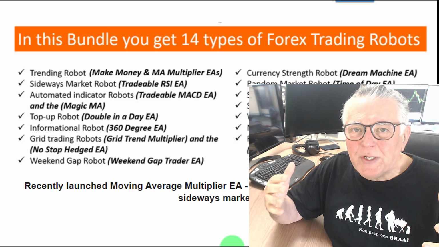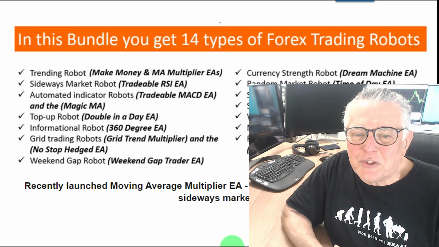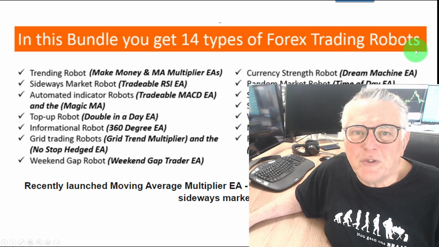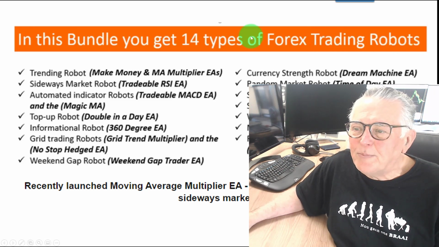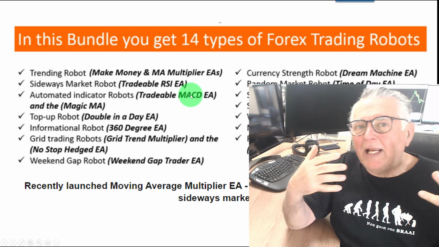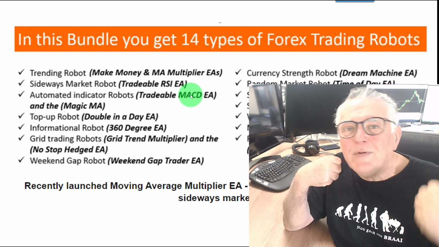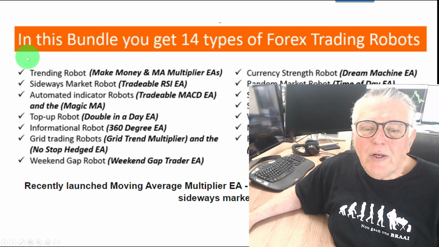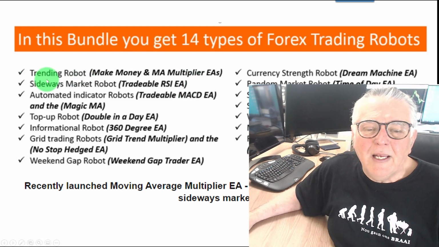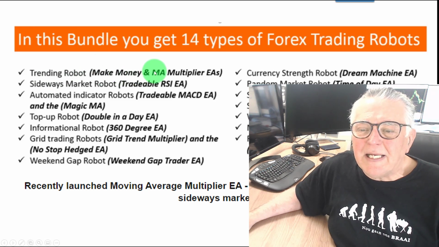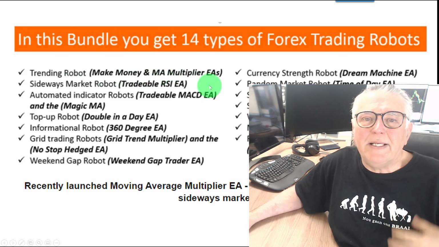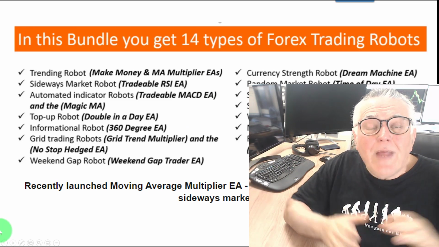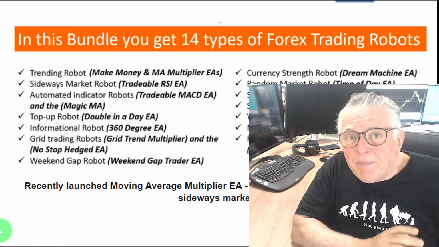Okay, this is an extract from that same page that I just showed you, and it says, let's have a look at the 14 types of forex trading robots that you get in this particular bundle. And I'm using this bundle as an example to show you the different types of robots that you can actually use. So first one is the trending robots, and an example of that is our Make Money EA and MA Multiplier EA that trades trends. They love trading trends, and therefore they only make money in trends. They don't make money in sideways markets.